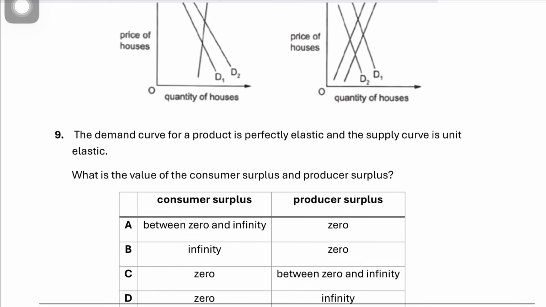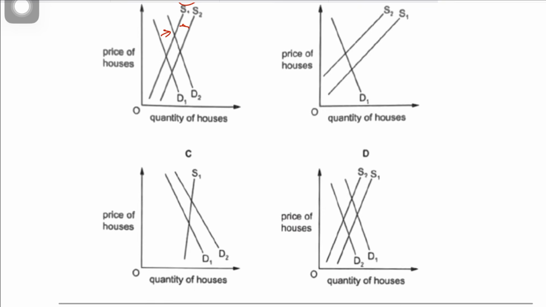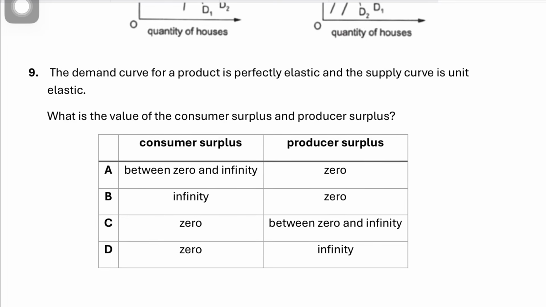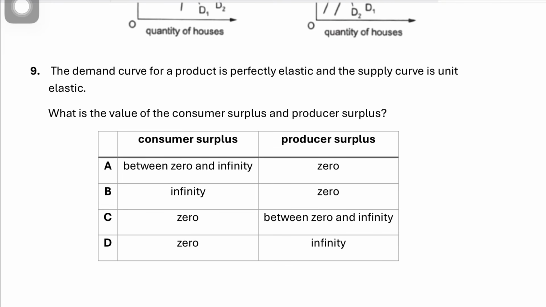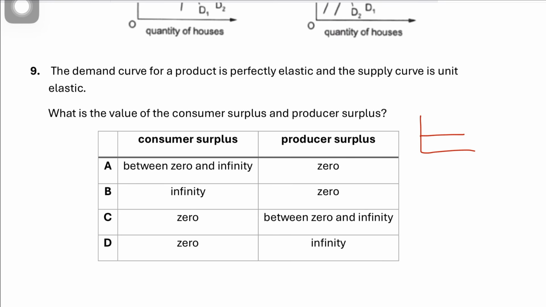Question number 9 says the demand curve for a product is perfectly elastic. The supply is unitary elastic. What is the value of the consumer surplus and the producer surplus? Now, a perfectly elastic demand curve is basically horizontal, and what this means is that consumers are willing to pay one fixed price, so the market price is exactly equal to the maximum consumers are willing to pay.